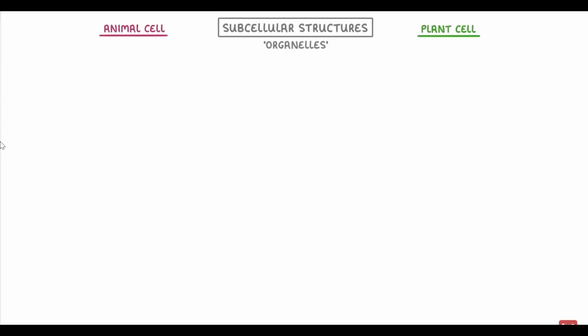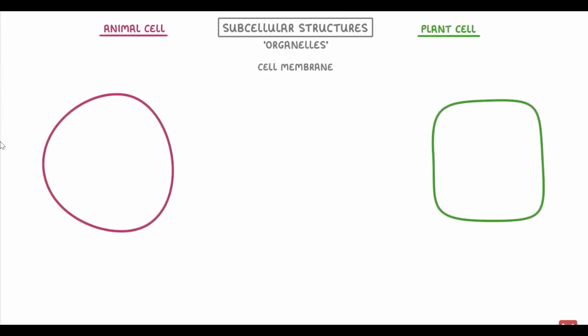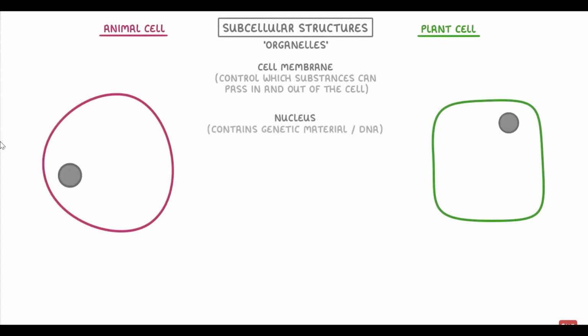Firstly, both cells are surrounded by these cell membranes that control which substances can pass in and out of the cell. For example, they'll let some chemicals through the membrane, but not others. Both types also have a nucleus, which contains the genetic material or DNA of the cell, and so it effectively controls the activities of the cell as well.